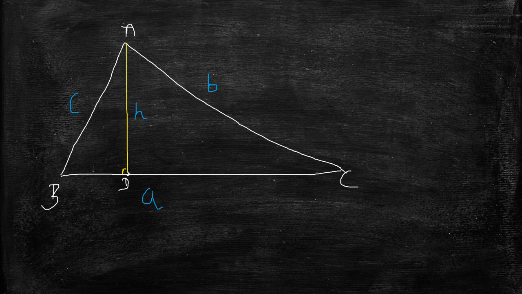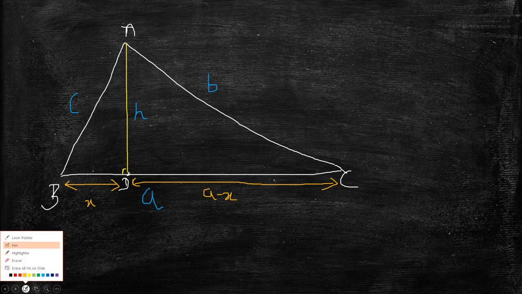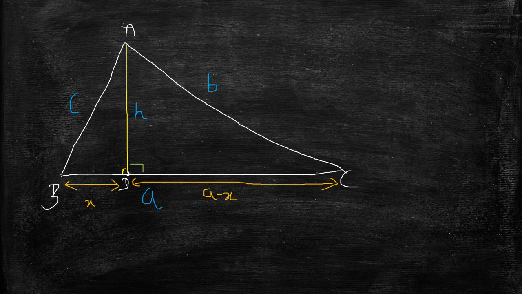So I am letting the length of BD be x. So if this is x, the total length of BC is a. So my DC length will be total minus x. Total is a, so this will be my a minus x. Now we will only use the Pythagoras theorem to deduce our cosine rule. This is 90 degrees, so this will also be 90 degrees.